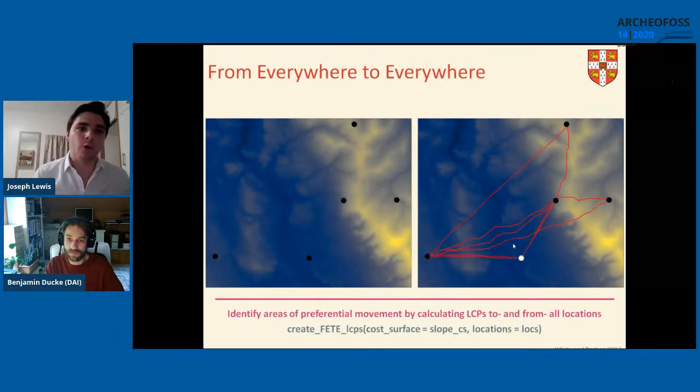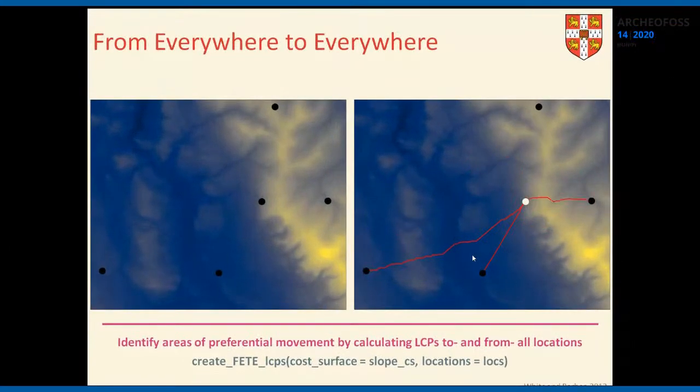And another method I've incorporated is this from everywhere to everywhere. This was introduced in White and Barber 2012, and it calculates a least cost path from every location to all other locations. What that allows you to do is to identify if there are any preferential movement routes that least cost paths take, regardless of where you're traveling to and from.